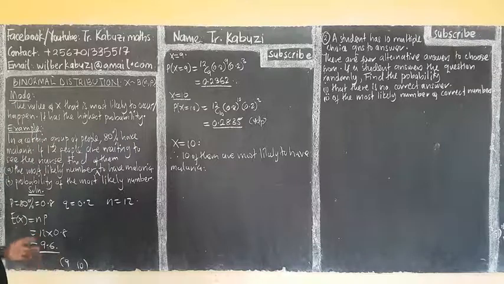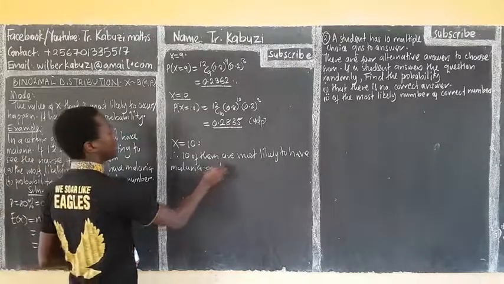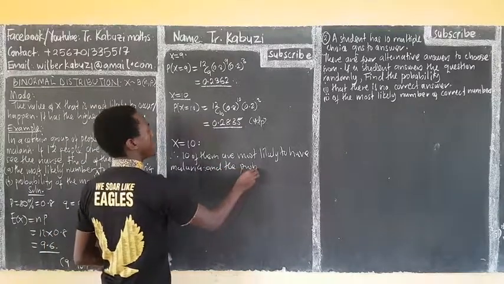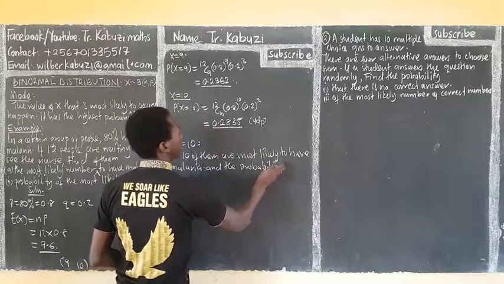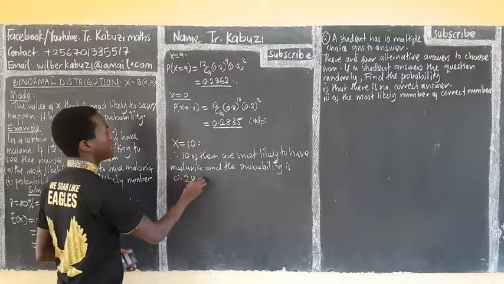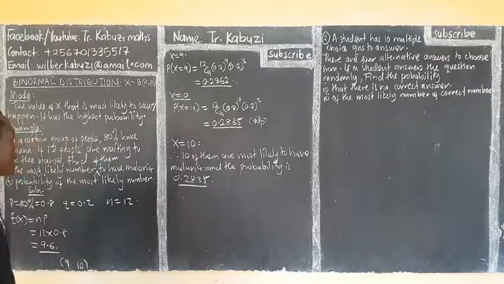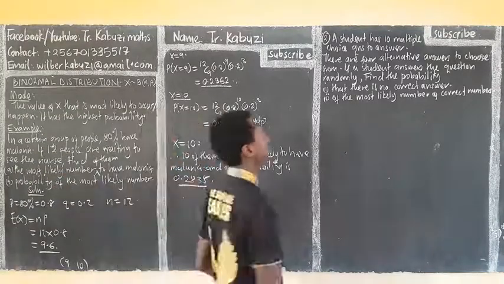What about their probability? Of course, we have seen that the probability is 0.2835. So that's how it answers that question. As simple as that. Now, note this and note the next question here.